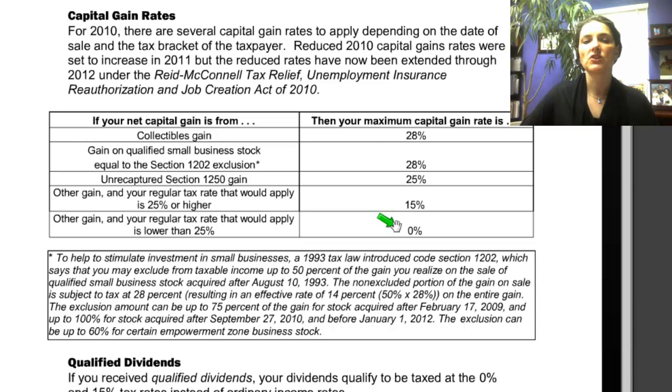So essentially what this chart is telling you is that in certain situations, the maximum capital gain rate you will pay is 28%, and that happens when you sell collectibles. There's also a situation where you might have a maximum capital gain rate of 28%, and that applies on the sale of Section 1202 stock. And I'll explain a little bit about that with this paragraph down here.